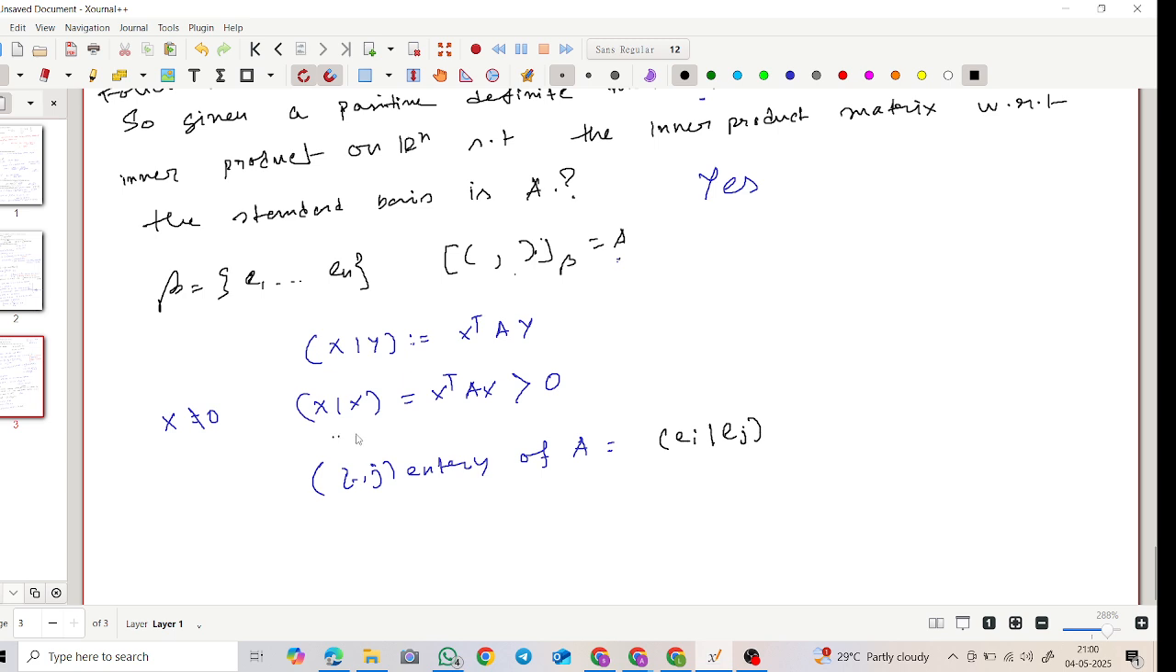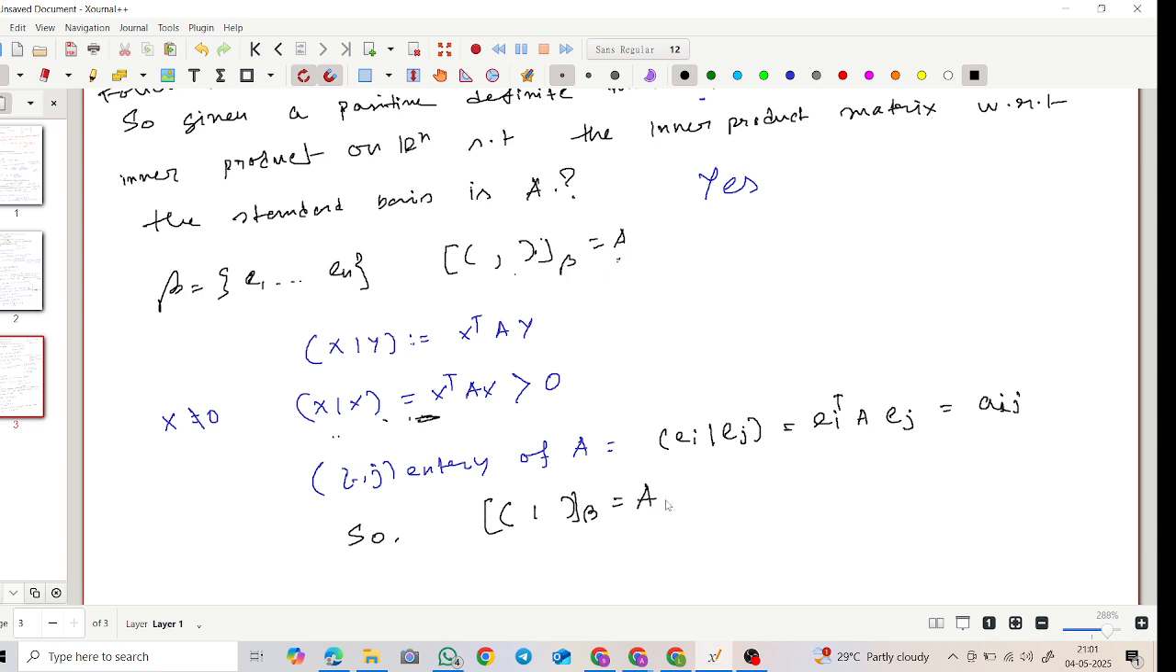So from our definition, what will this be? This is Ei transpose A Ej. What is that? That is Aij, right? The ith column and the jth column, inner product of that. Ei transpose A Ej is Aij, right? So that is indeed the entry of A. So it is proven, right? Hence, when you compute this inner product with respect to this, you get back the matrix A.